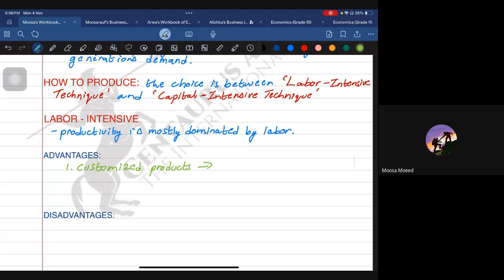So this can also lead to high profits because these have been made by special skilled workers, by specialists, so you are charging a higher price for the product because it is unique. Second, the workers can work flexibly. So you can ask them to do many different tasks which the machines might not be able to. Then the labor is also cheap. And new ideas can also be generated through the labor.